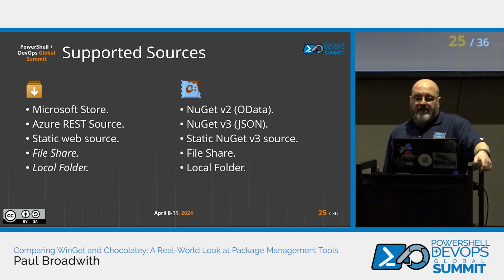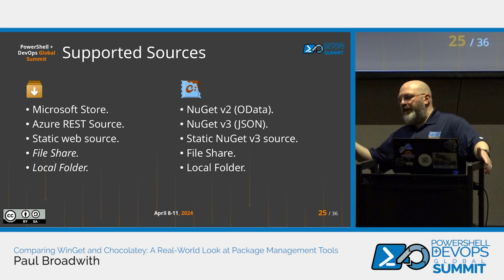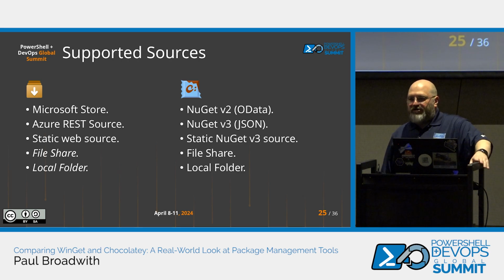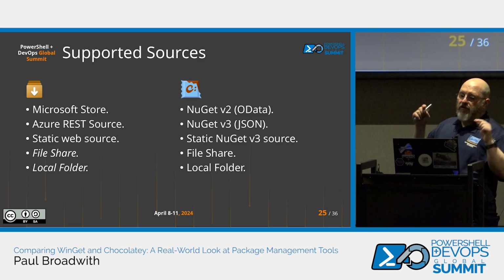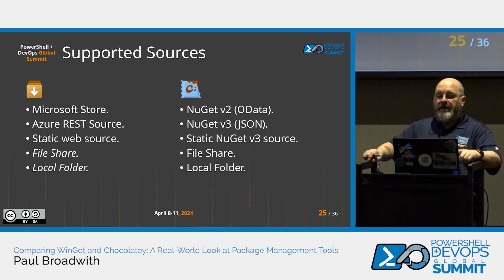Chocolatey CLI, on the other hand, I mentioned NuGet V2 and V3 feeds. We recently added V3 support, NuGet V3 support into Chocolatey CLI in version 2. That was last May that was released. And because those repository formats are very, very popular, that's why you've got so many repository managers that simply support them. You can also use a static NuGet V3 source, a bit like the static web source that I mentioned with WinGet. It's not something I've dug into, but it was really interesting to find out about it.